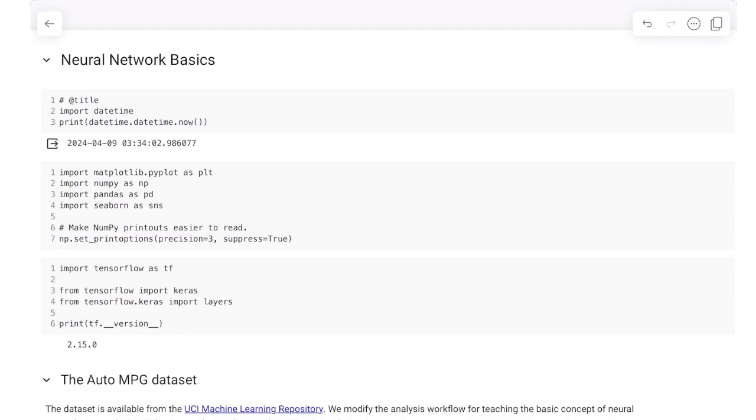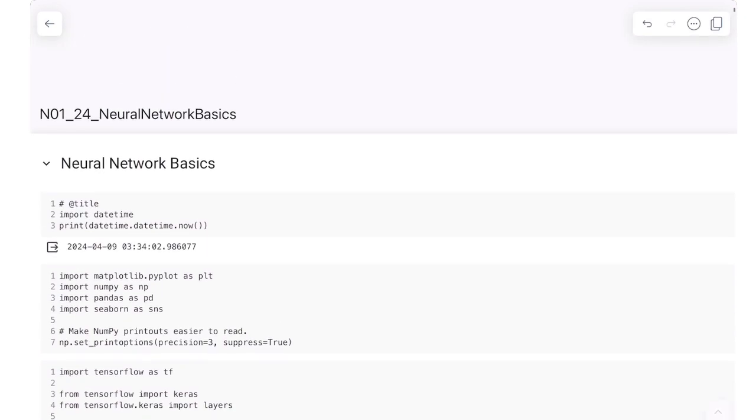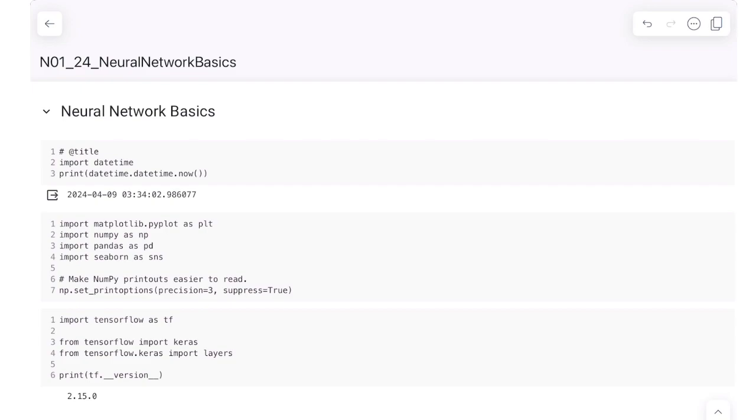Okay, let's start a new topic, which is neural network basics, and it is N01, the class node. And in this hour, we'll introduce some basic concepts of neural networks. I think it is very important for you to understand this in order to follow some other more complex neural networks.